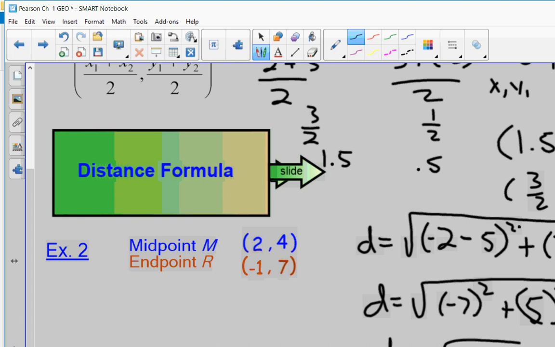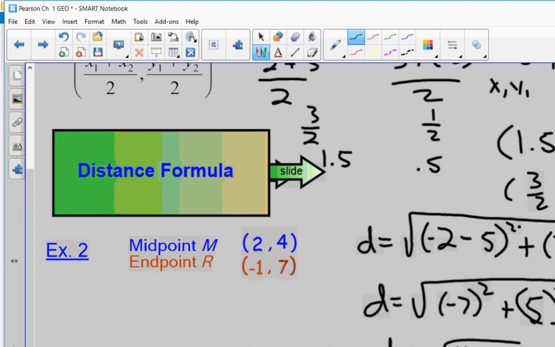-7 squared means -7 times -7. A negative times a negative is a positive answer, so 7 times 7 is 49. 5 squared is 5 times 5, which is 25. I can add those together. 49 plus 25, I believe, gives me 74. So the square root is of 74.